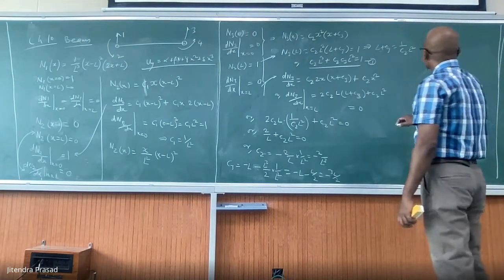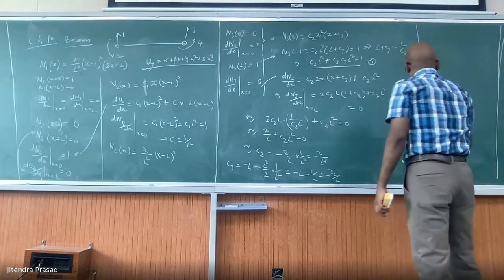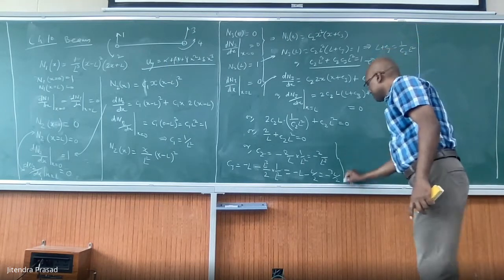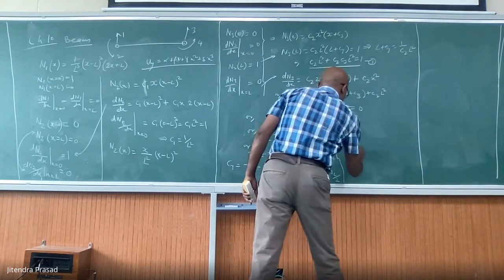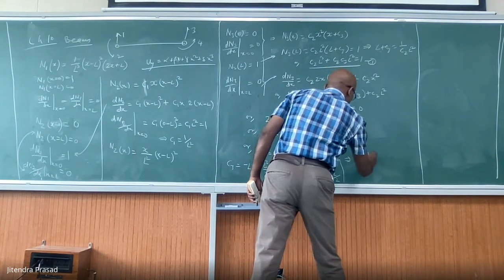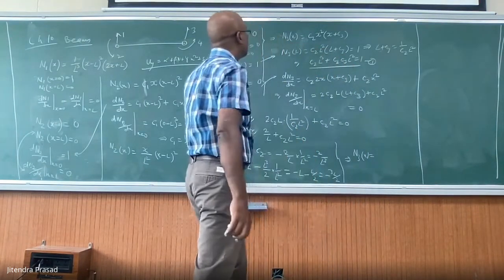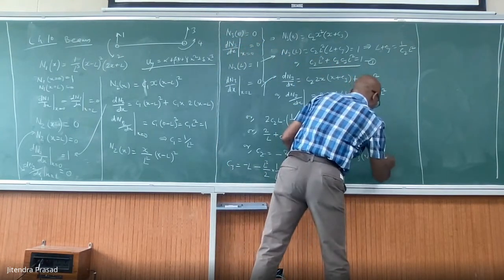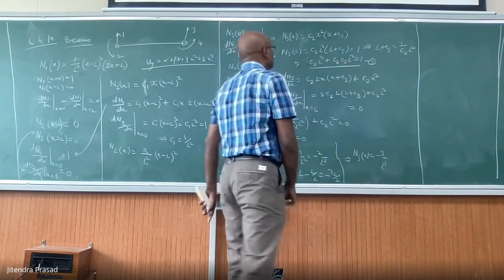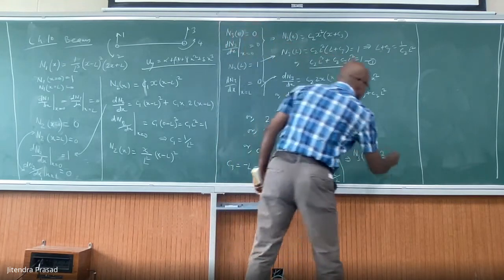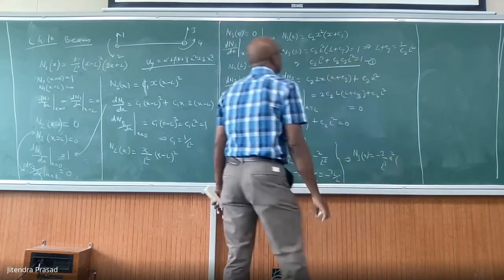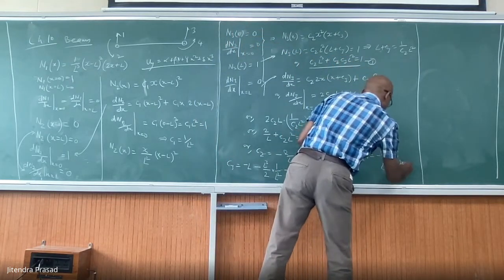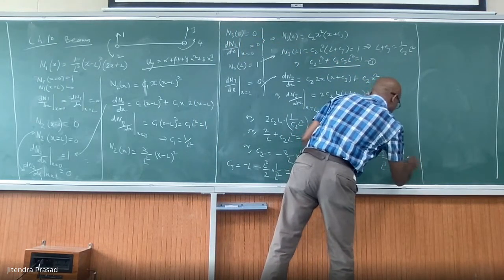So basically from these C2 and C3, that tells us that N3(x) is equal to C2, which is equal to minus 2 over L cube, x square, (x plus C3), (x minus 3L over 2).